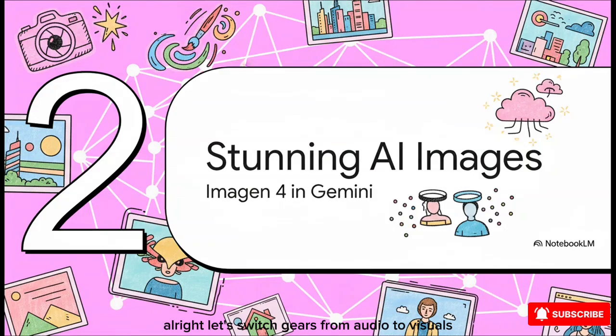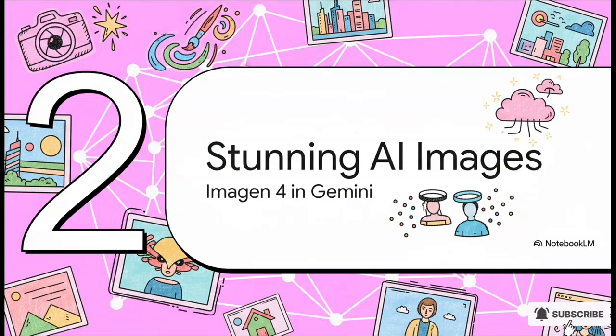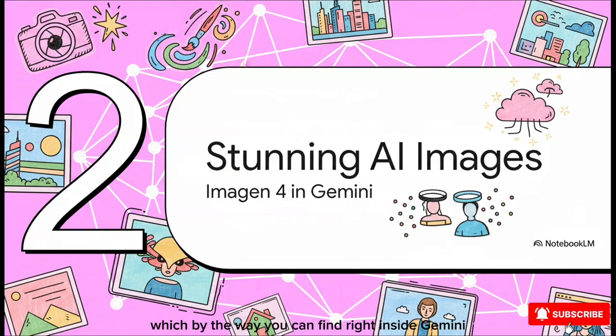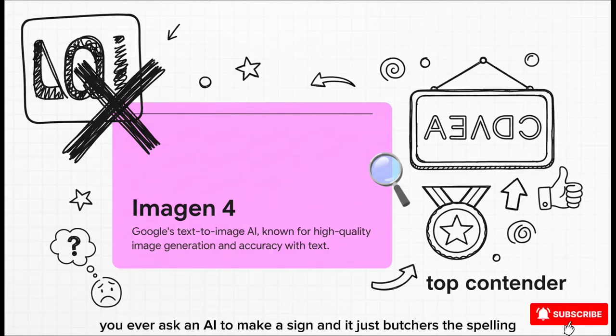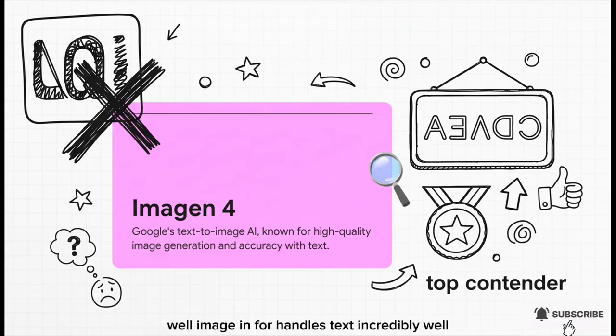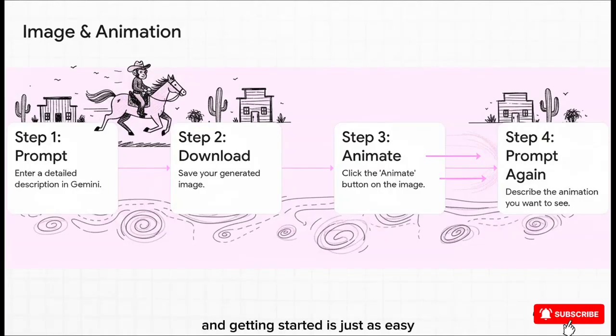All right, let's switch gears from audio to visuals. For creating some absolutely stunning, high-quality images, we're going to turn to Google's Imagen 4 model, which, by the way, you can find right inside Gemini. So, a ton of tools out there can generate images, but the one thing that trips almost all of them up is text. You ever ask an AI to make a sign and it just butchers the spelling? Well, Imagen 4 handles text incredibly well, which honestly makes it one of the best tools for the job right now.